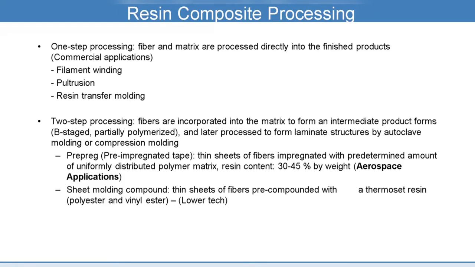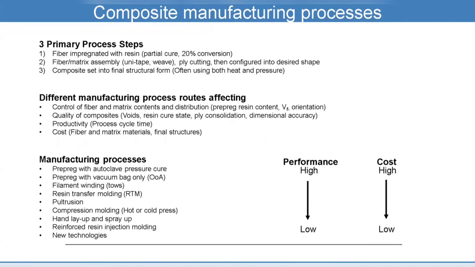We call that prepreg. When fibers are impregnated with matrix to form the intermediate product, we call that a prepreg because it's pre-impregnated tape within the resin, which is basically thin sheets of fibers impregnated with a predetermined amount of uniformly distributed polymer matrix. Typically, the resin content can be 30 to 45% by weight in aerospace applications. A sheet molding compound is a situation where you have thin sheets of fiber pre-compounded with a thermoset resin, and that tends to be a lower tech application.